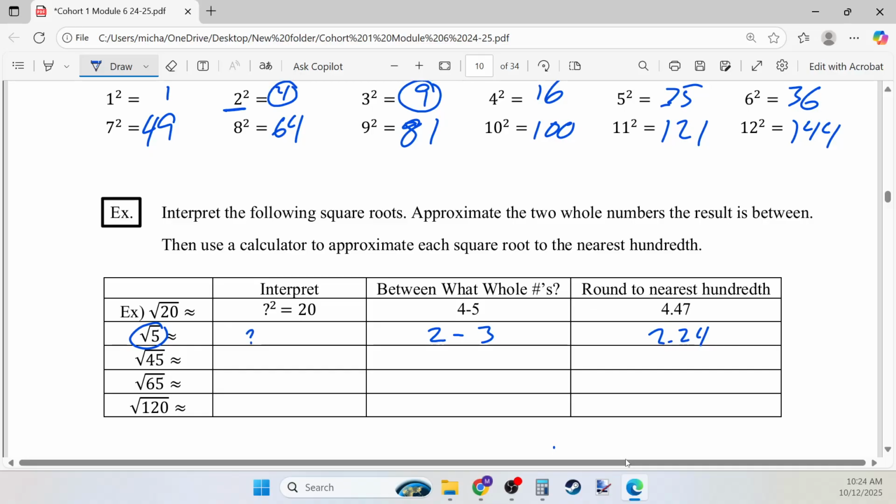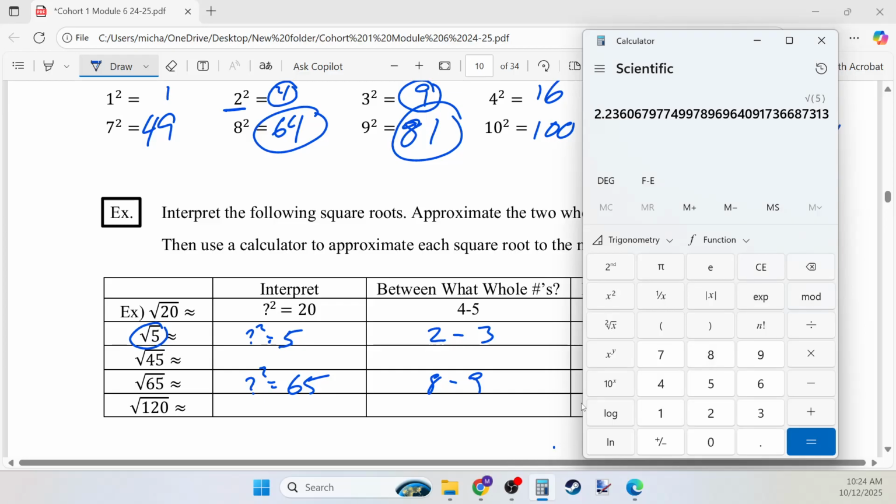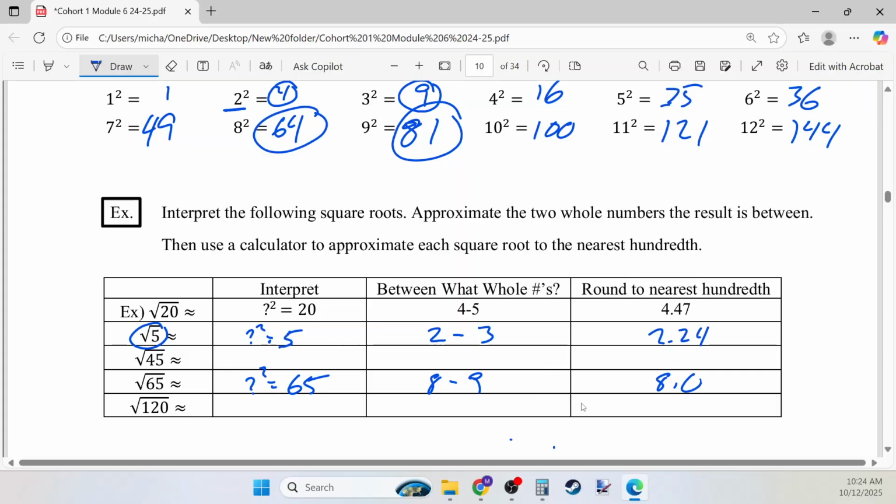Same thing here. Something squared equals 65. It's bigger than 64, but it's smaller than 81. So this is between 8 and 9. And if I plug it into a calculator and round it, I get that the square root of 65 is 8.06. And you can do the other rows on your own.